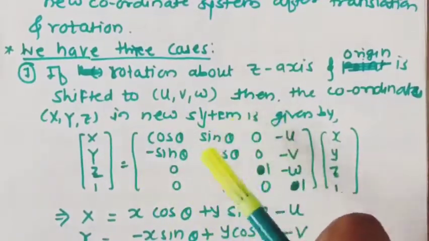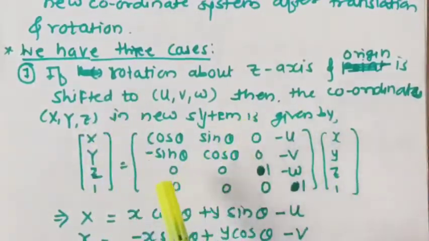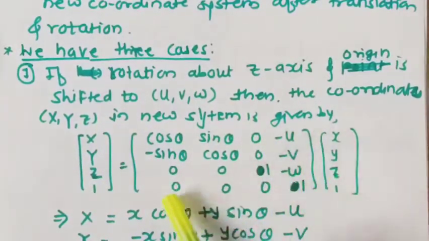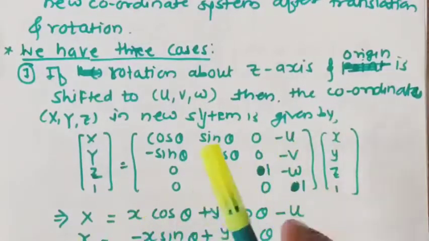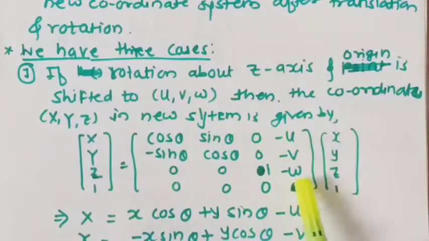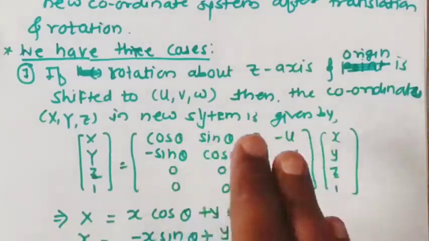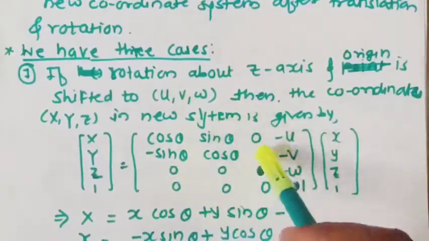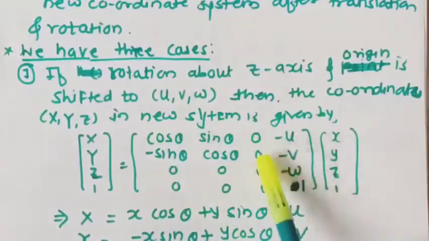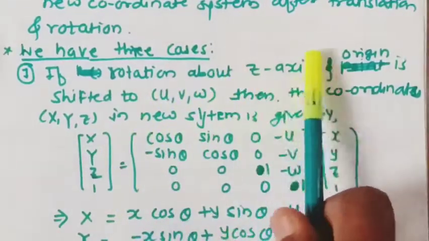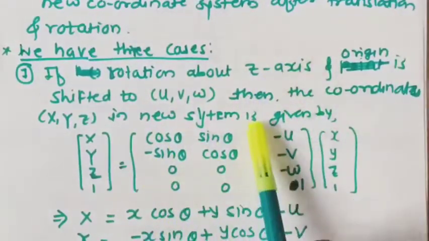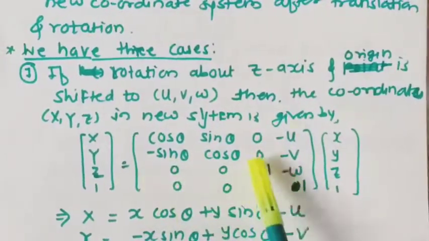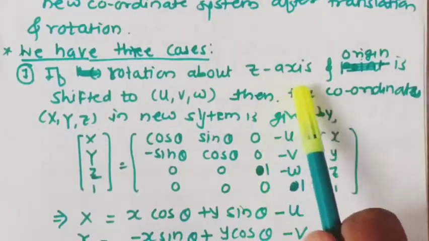Now how to remember this matrix? These two matrices remain the same for all three cases, only the middle matrix changes. Out of that, the last row and last column remain as they are for all the cases: minus u, minus v, minus w, 1, and 0, 0, 0, 1 remain the same for all three cases. Only the inside 3 by 3 submatrix changes. When rotation is about the z axis, the third row is 0, 0, 1 and the third column is 0, 0, 1.